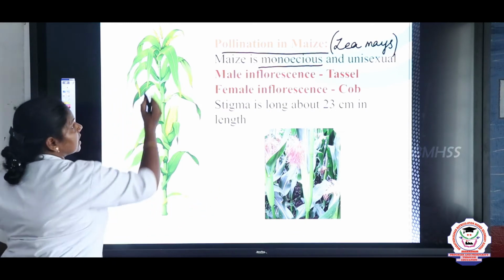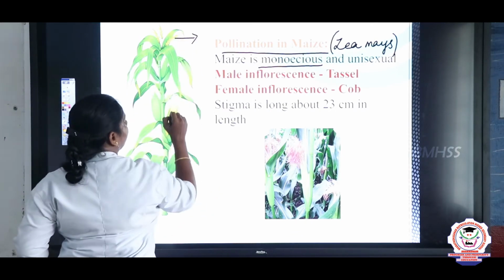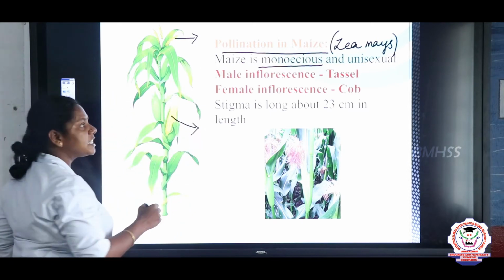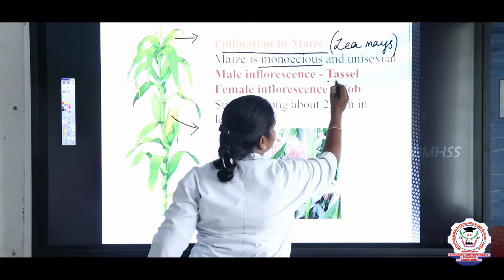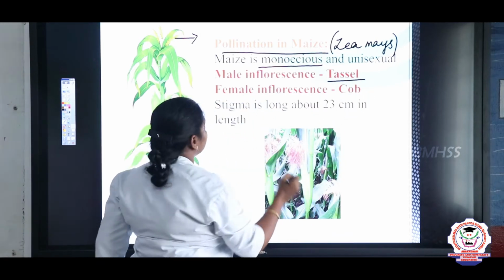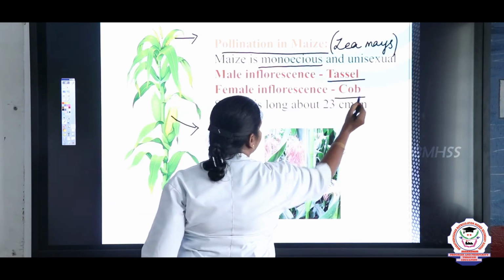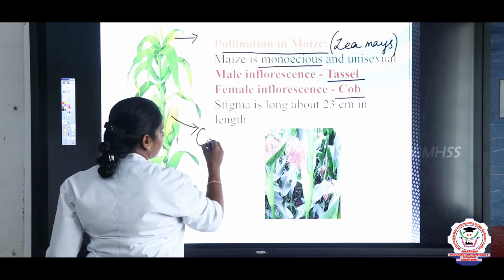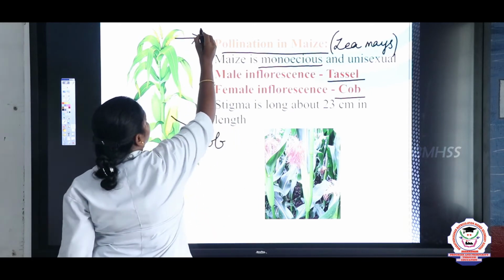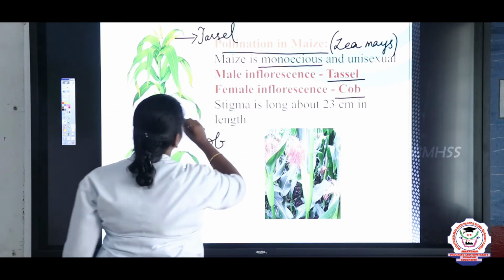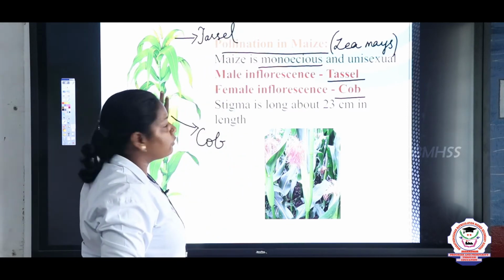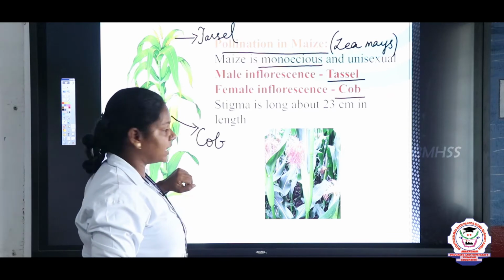Monoecious in the sense the male flowers and the female flowers are produced by the same plant, right? And the male inflorescence we call it as a tassel, and the female inflorescence we call it as a cob. And this is a tassel, right? So these are the two types of inflorescence, two types of flowers present in the maize.